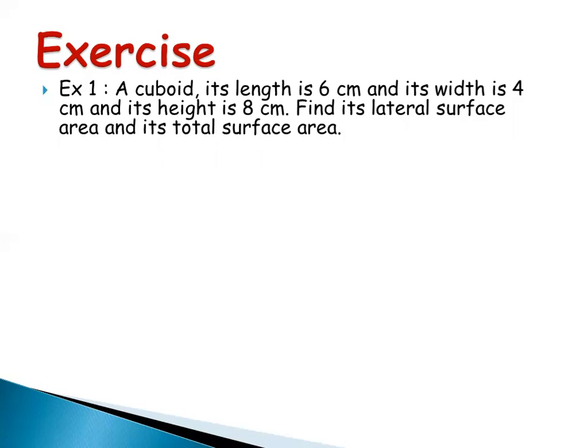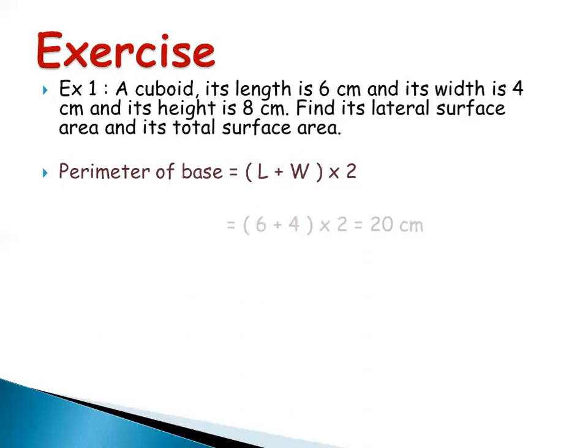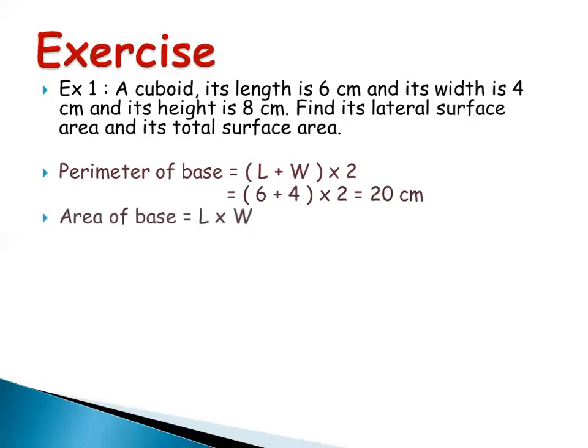Okay, we need the perimeter to get the lateral surface area, and we need the area to get the total surface area. So first, let's get the perimeter of base by adding length and width and then multiply the answer by 2. This means I'm going to add 6 to 4 and then multiply the answer by 2 equals 20 centimeter. Area of base equals length times width equals 6 times 4 equals 24 centimeter square.